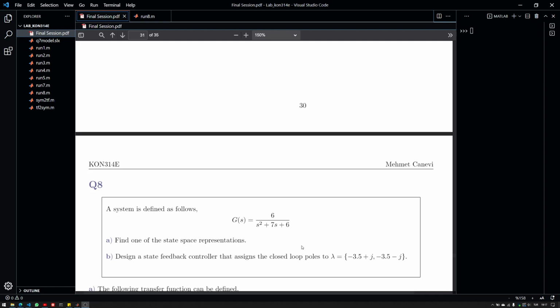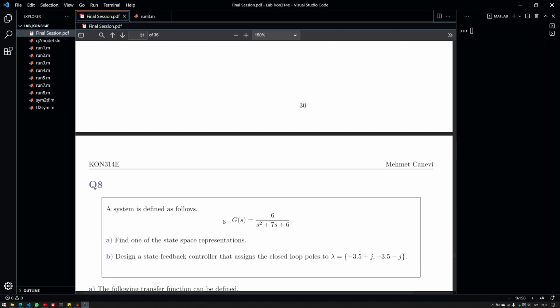So we have a basic system which shares some poles with our initial system that we've used. Now, the first step here is to find the state space representation, and the second step will be to determine the state feedback controller, for example, that has to assign the poles to minus 3.5 plus minus j. So let's start with basic stuff.